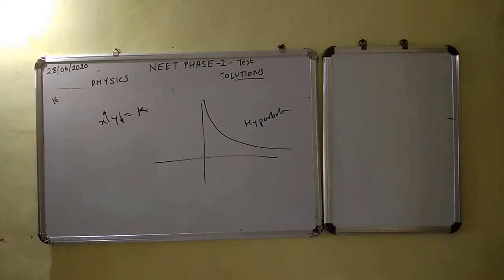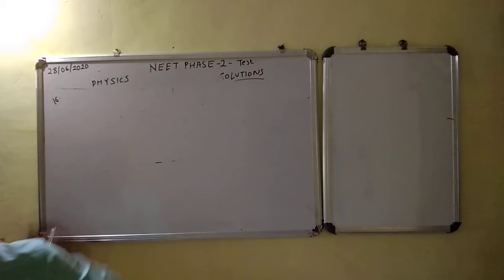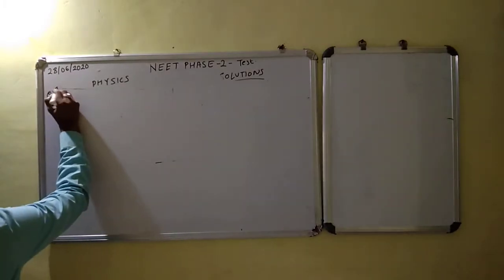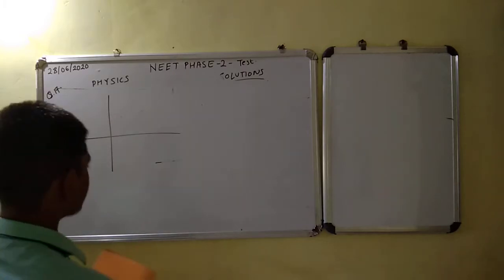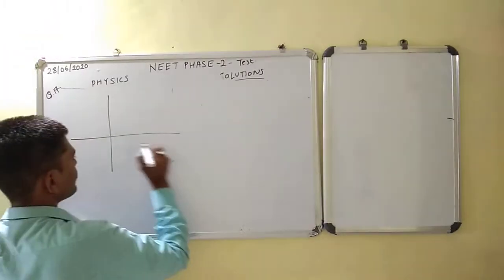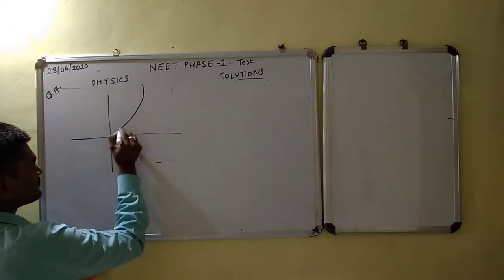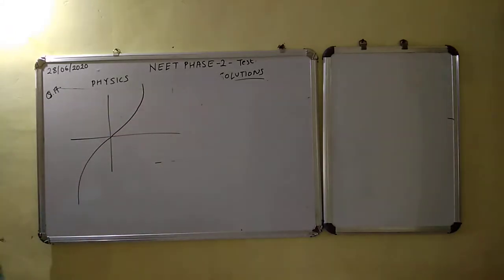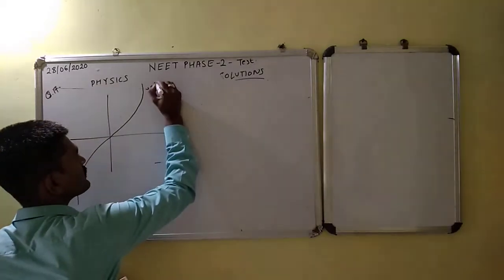Now question number 17. Find the area bounded by the curves. Now this is a very interesting question. Question number 17. First curve is y equals x cube. See, the graph of y equals x cube is a little different. It is like this. This is the graph of y equals x cube.